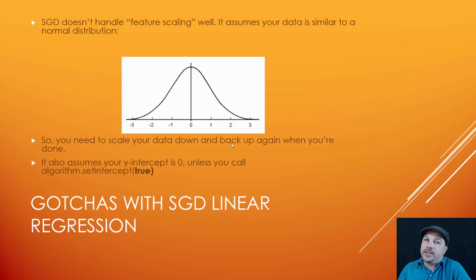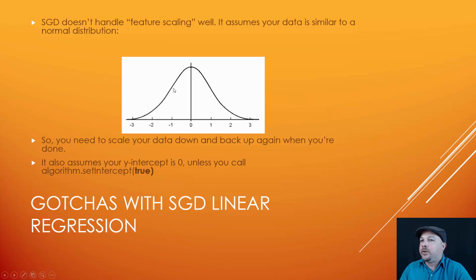Now, the problem with SGD is that it doesn't handle feature scaling well. So if you're dealing with things that don't fit a normal distribution, where your data is not distributed in something that sort of looks like this, the SGD variation of linear regression does not work very well at all. It'll give you really wacky results, and you'll be wondering why.